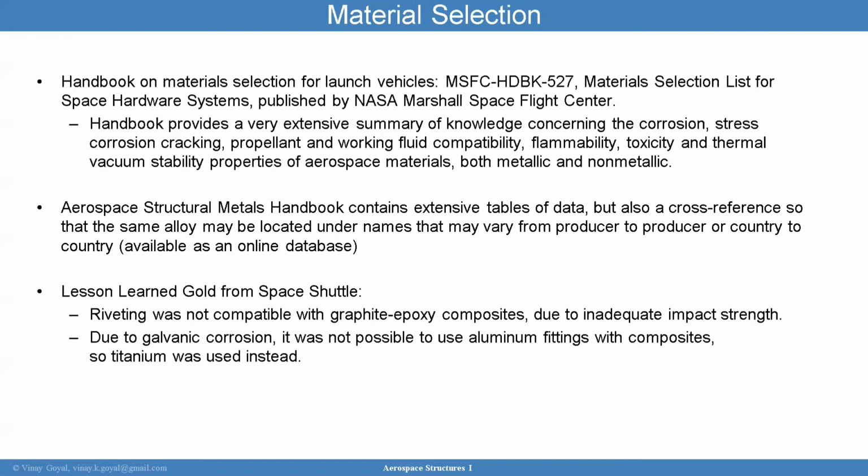As for lessons learned, this is a lesson learned from the Space Shuttle, and I'm just giving you a fact: riveting was not compatible with graphite epoxy due to inadequate impact strength. So that was a trouble. And due to galvanic corrosion, it was not possible to use aluminum fittings with composites, so titanium was used instead. This goes back to some of the things we talked about, and I decided to include some of those details here.